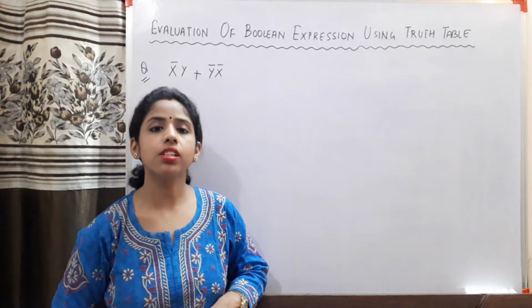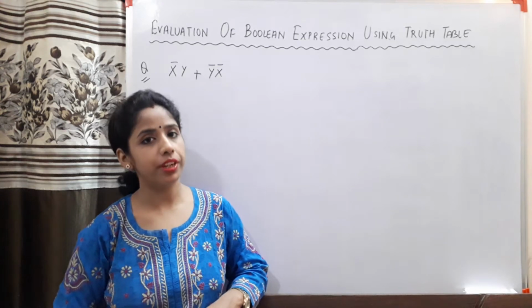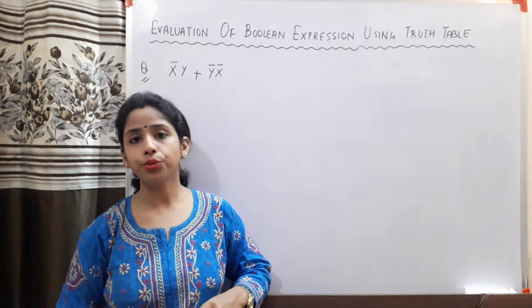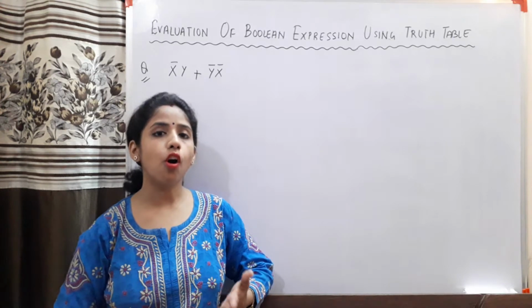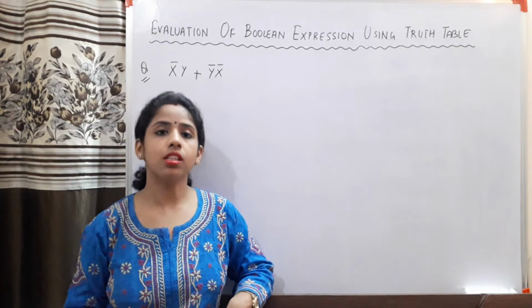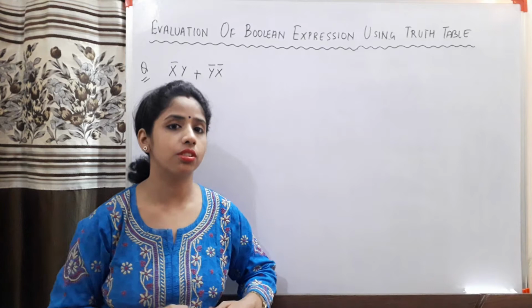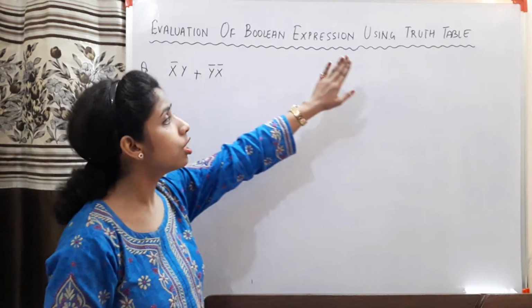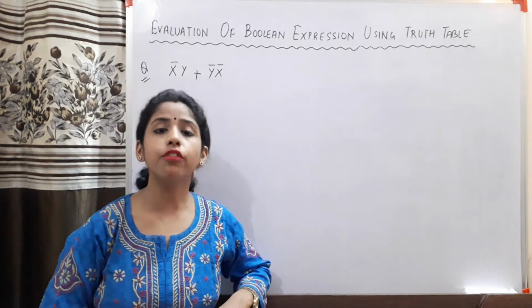Now children, having studied all the logic operators and logic gates, you are ready to see the implementation of those gates and operators in solving Boolean expressions. So now we are going to see how to evaluate any Boolean expression using the concept of a truth table.